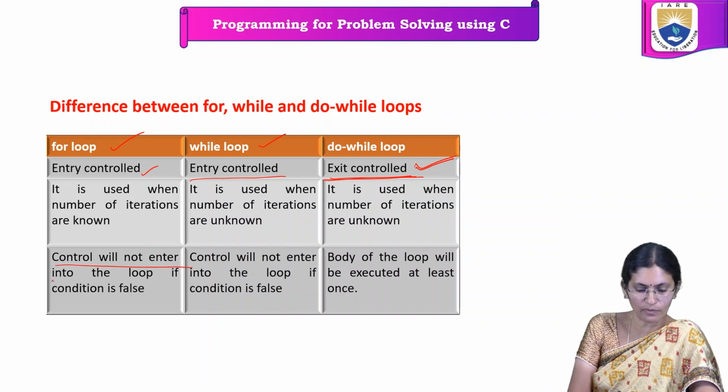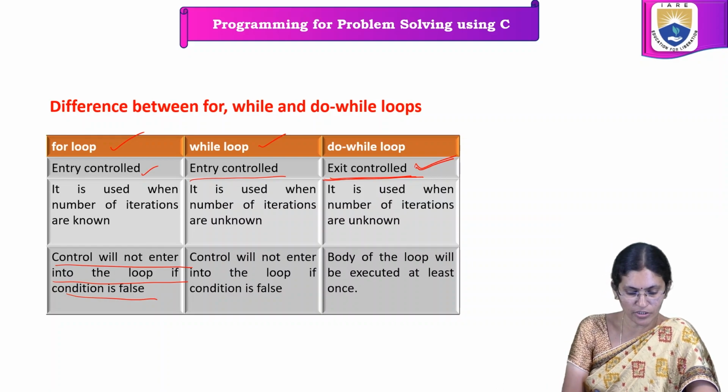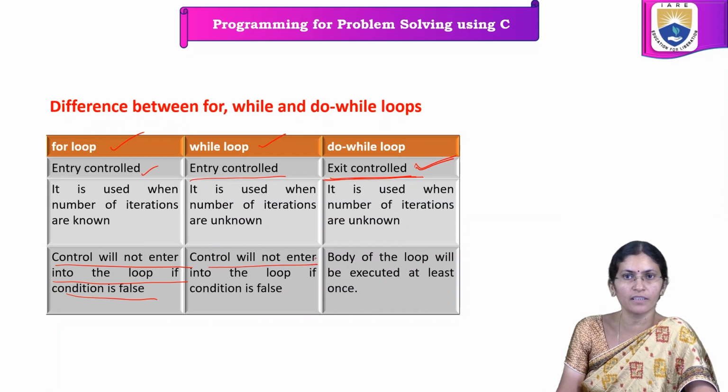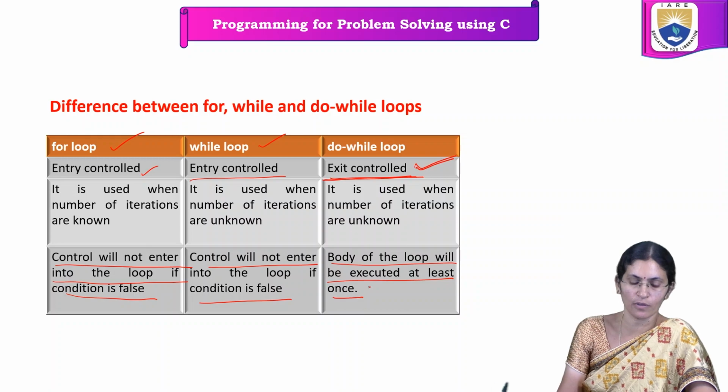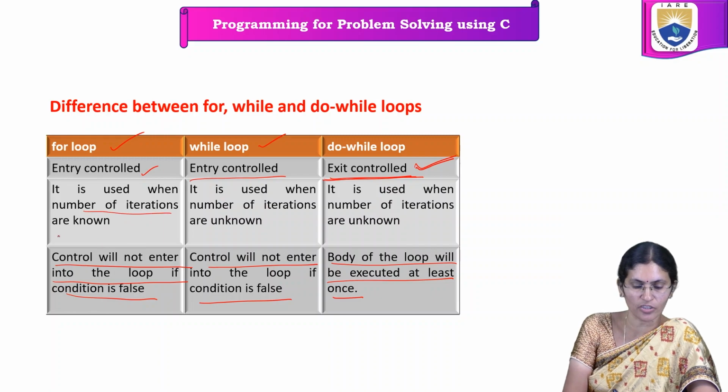So control will not enter into the loop if the condition is false. If the condition is false, the statements inside the loop will not be executed. Here also it is similar. Next, the body of the do while loop will be executed at least once even if the condition is false.